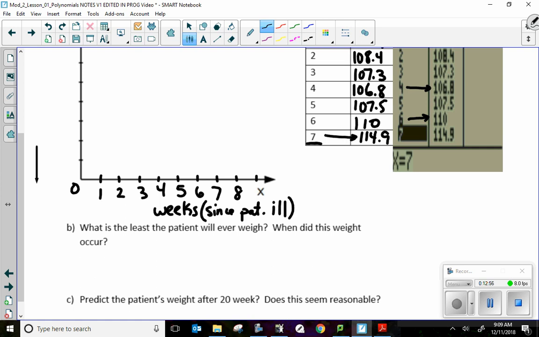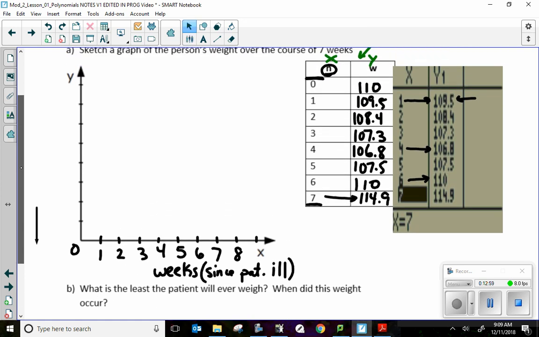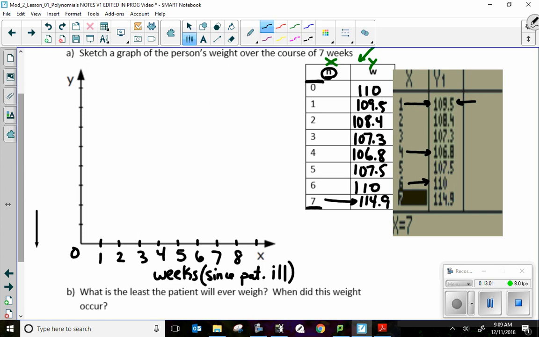All right. Now, the problem here is if I count my Y tick marks here, 1, 2, 3, 4, 5, 6, 7, 8. And I'm looking at my Y, which is W, which is weight. So I'll do W, which is weight. Sorry, it's messy writing. It goes from 110, the lowest. No, actually, it goes to 106.8 is the lowest. And it goes up to 114.